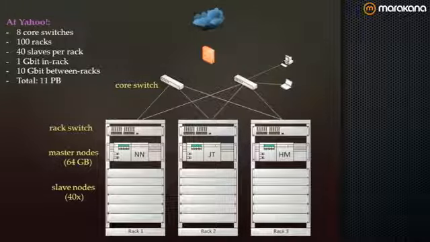And every rack has a top of the rack switch. In a Yahoo cluster with 4,500 machines, you have something like 110 racks and 8 core switches. I'm showing 2 core switches here and 3 racks.